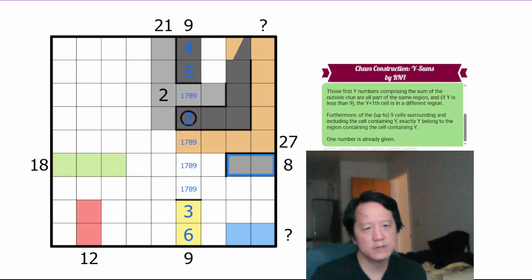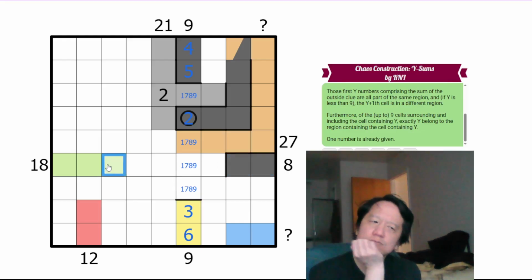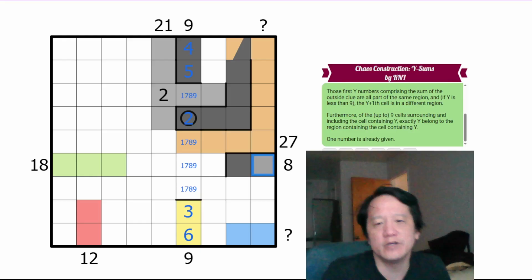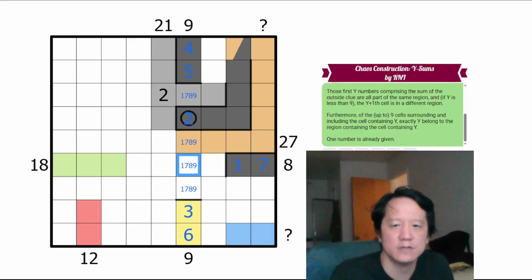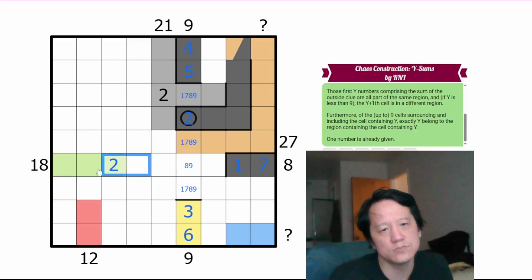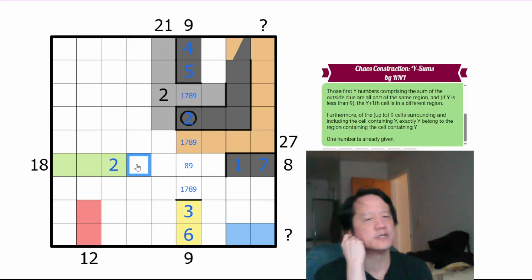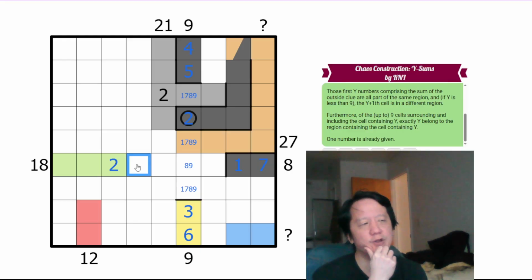And cannot be 7, 1? Maybe this could be 2. I'm pretty sure that's not going to work, but let's try that. So say we had 7, 1. This is 2. Can you have 4 digits adding up to 18? I mean, yeah. 2, 3, 4, and 9. 2, 3, 5, and 8? Maybe this is the solution.